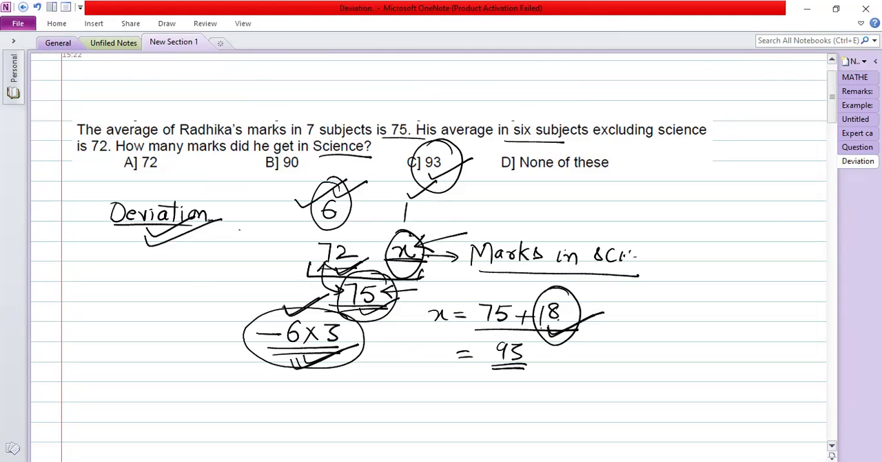So this deviation method, I have discussed with a very basic and interesting example in lecture number 1, and the cricketing batting average or bowling average questions I have discussed with a good example in lecture number 2. So one can watch those lectures.